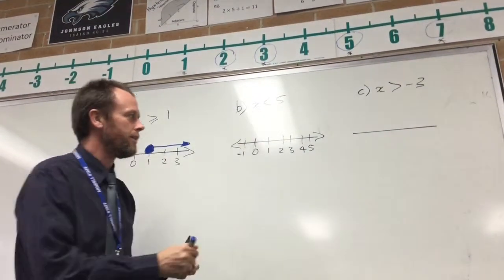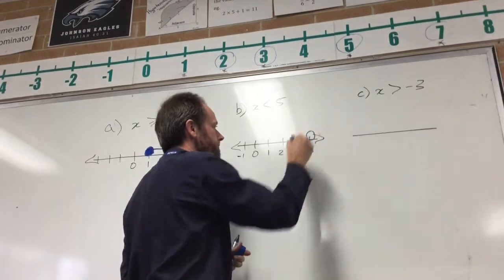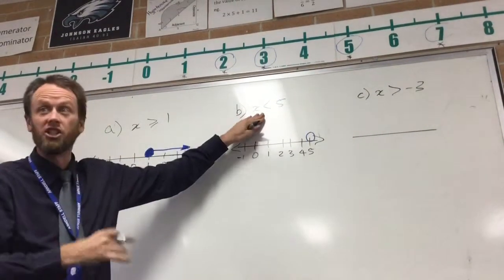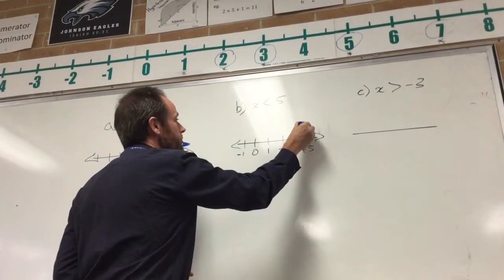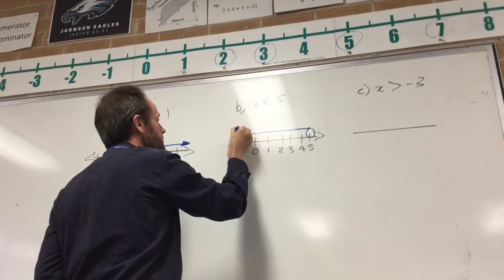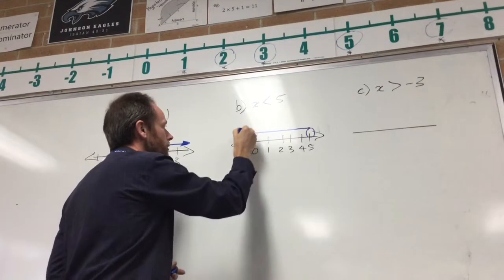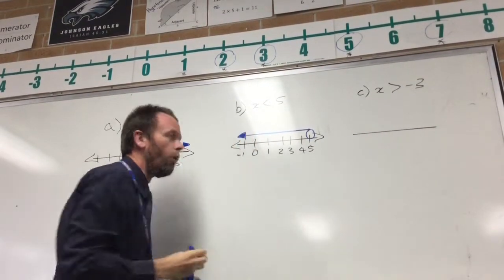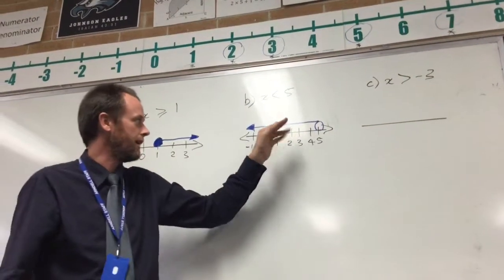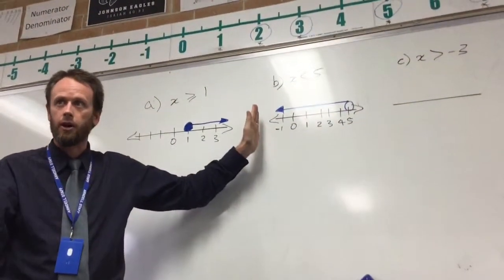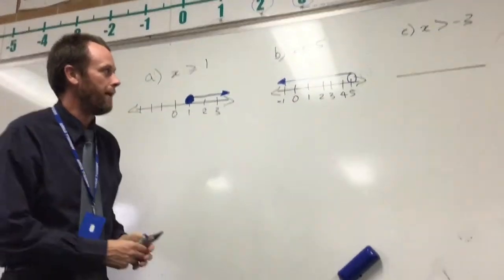I look at the number, it's the number 5, so I draw a circle. In this case, I look and I see it's just less than. So I don't fill the circle in, but I do need an arrow that comes back and make sure it goes all the way to the end. Don't stop it back here, go to the edge of the number line. And then I just do that.